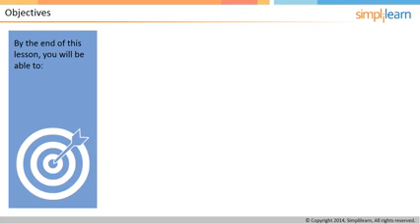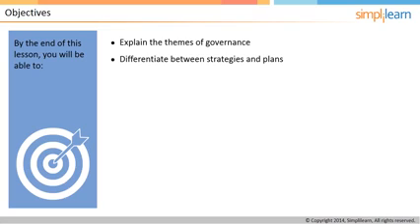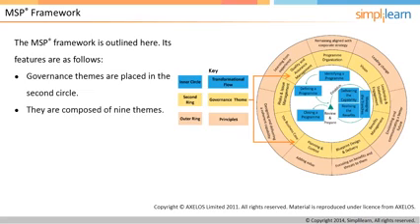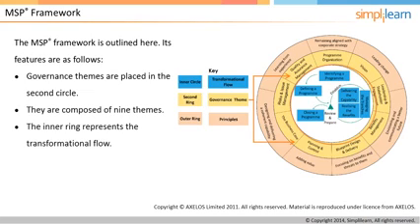By the end of this lesson, you will be able to explain the themes of governance, differentiate between strategies and plans. Let's have a quick glance on the governance themes within the MSP framework in the next screen. The MSP framework is outlined here. Governance themes are placed in the second circle. The image on this screen displays 9 governance themes. The inner ring represents the transformational flows.